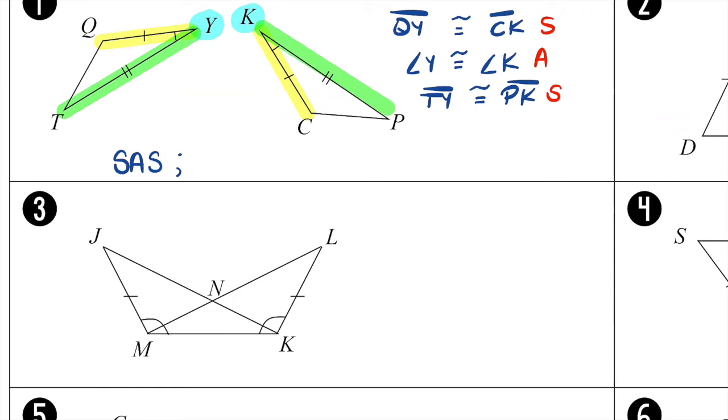And then now let's write our congruency statement. Like I said, generally we're going to go in alphabetical order for the first one. So how would you say triangle on the left in alphabetical order? Q, T, Y. Like I said, generally it's in alphabetical order, so it's not a bad practice to be in. And then the second one, we just need to line up our vertices.